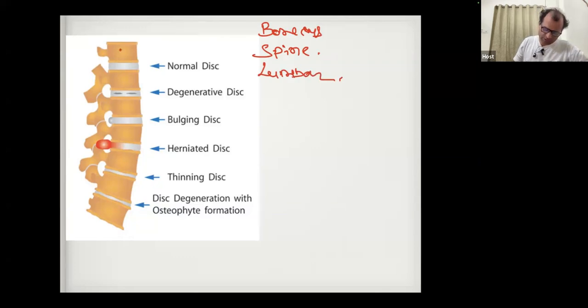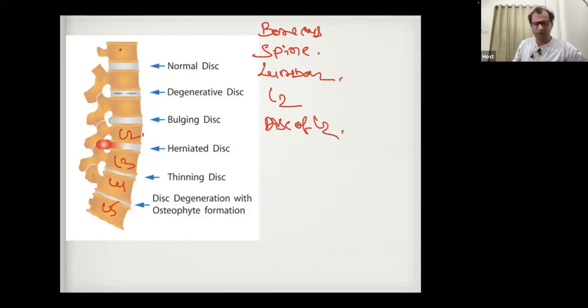Now this is lumbar 5, lumbar 4, lumbar 3, lumbar 2. Then we are going to the lumbar 2 vertebra. Then we'll go to the disc of lumbar 2. Now we reached here. We reached here. Now we do the treatment.